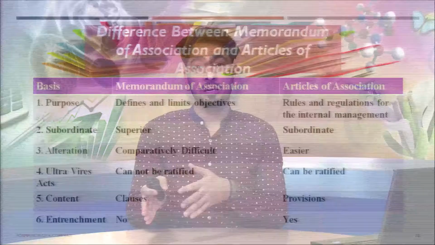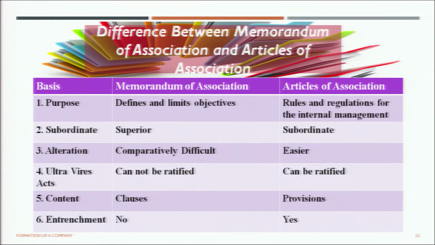Then we have to understand the difference between the Memorandum of Association and the Articles of Association. Firstly, if we discuss the purpose of the memorandum and the articles, the memorandum contains and defines the objectives of the company, whereas Articles of Association contain the rules and regulations for the internal management of the company.